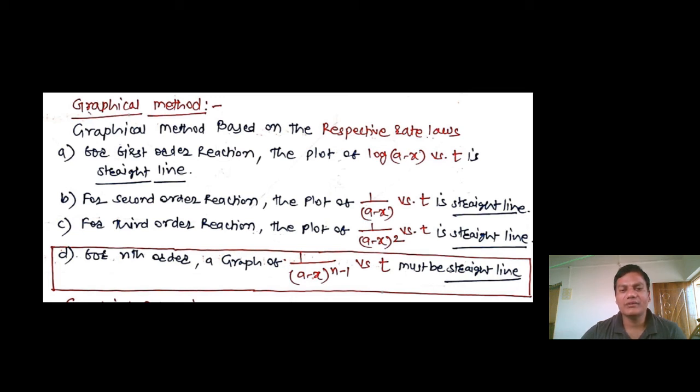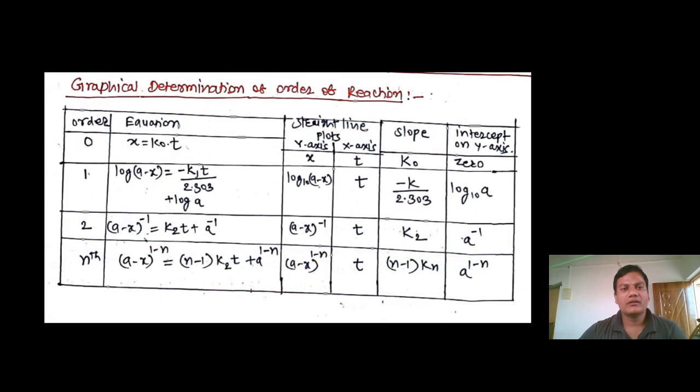You can remember this statement only. So you can calculate for any order of reaction. When the question asks about the nature of the graph, or if anyone asks when a straight line graph is obtained, what will be the quantities on the x or y axis, you can memorize it this way: 1 upon (a minus x) raised to n minus 1 versus time. Now in the next slide, graphical determination of order of reaction.